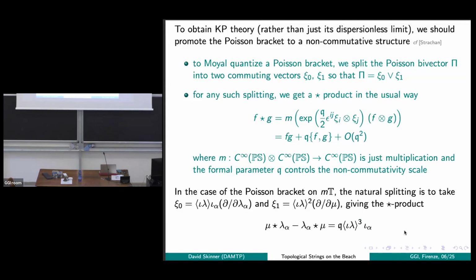Now, with our Poisson bracket, the one that we've just had by inverting that meromorphic two-form, the natural thing is to choose one of these vectors to be the thing that differentiates in the lambda direction, the other one to be the thing that differentiates in the mu direction. I've included factors of this iota lambda contraction just to make both of these things weightless. And then you get a star product on twistor space, which for the basic coordinates of the twistor space looks like this. Okay, so now the twistor space coordinates don't commute with themselves. We've got a non-commutative mini twistor space.